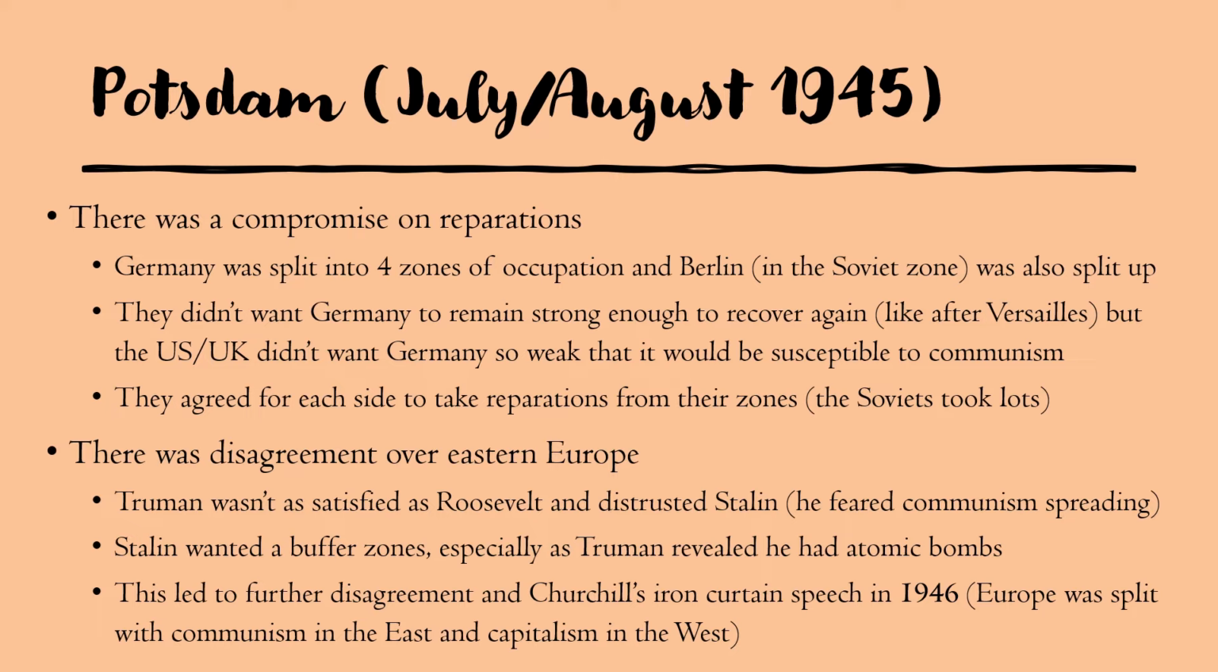Truman, well, he revealed that he had atomic bombs, nuclear weapons, to Stalin at the conference. And this led to further deterioration of relations between the sides. Stalin wanted a buffer zone now to really protect himself. He was a bit scared of what America was now capable of. And this led to a split in relations, and eventually what Churchill deemed the Iron Curtain across Europe. One side in the West was capitalist, and in the East it was communist, and there was a split in Europe.